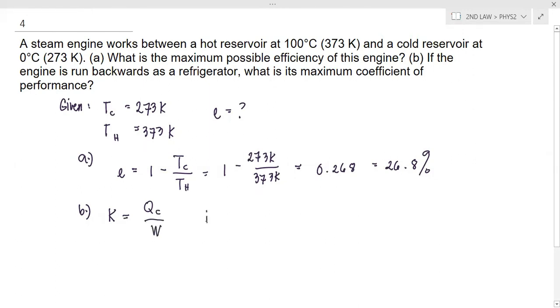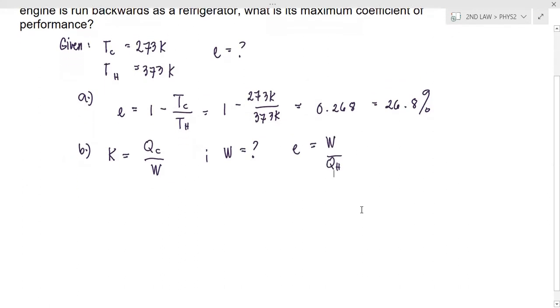So in this case, we don't have a given value for work. So we will solve work in terms of our efficiency. Our efficiency is equivalent to work over QH. To solve for work, I will be multiplying both sides by QH, so this will cancel out. Okay, so our work becomes efficiency times QH.